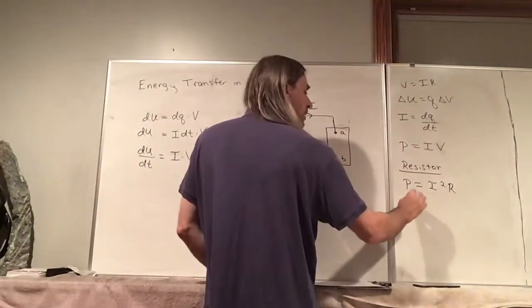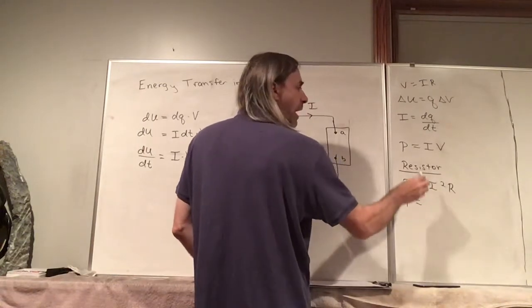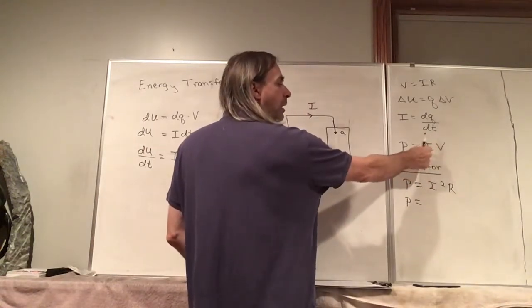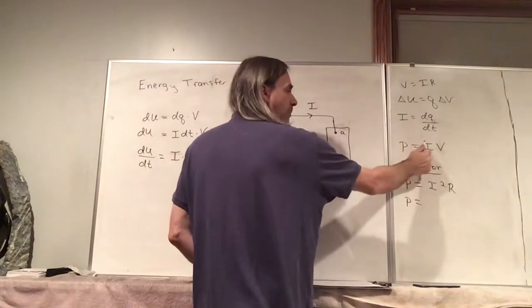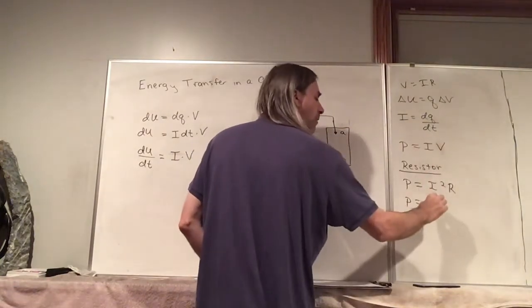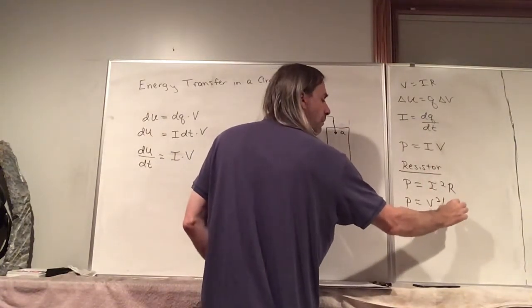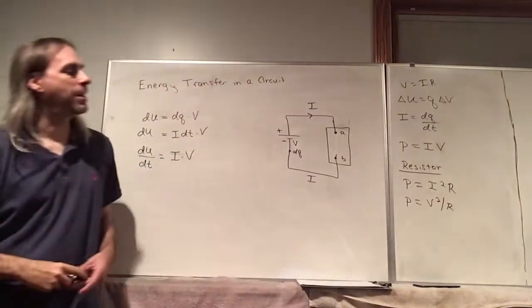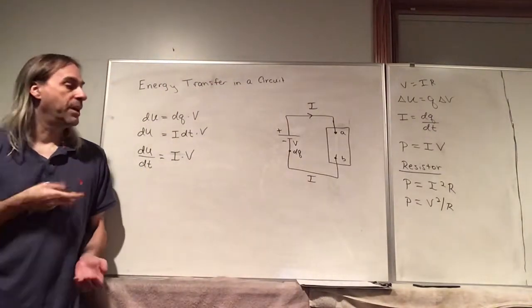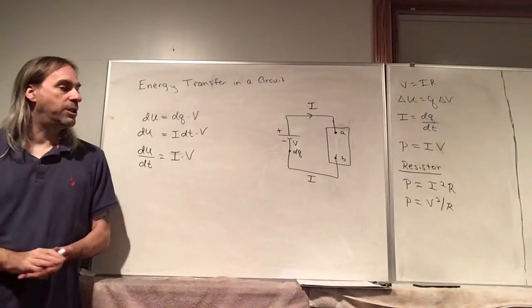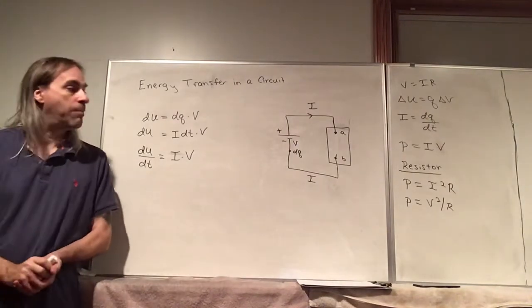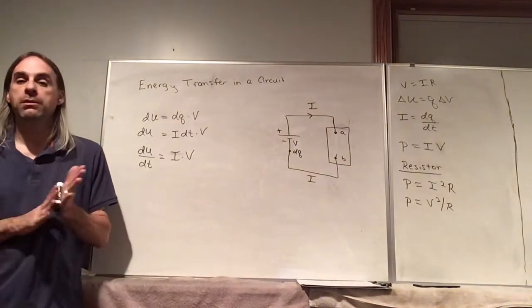Or we could do this. We could have the current is V over R. So we have V over R times V. So we could also have power is V squared over R. And again, those two results only apply to resistors.